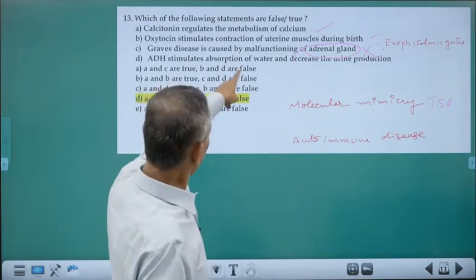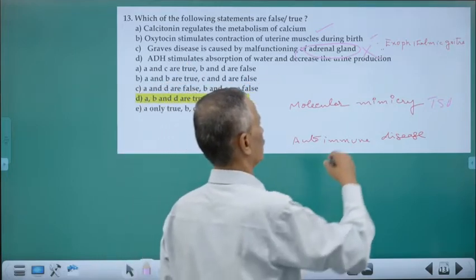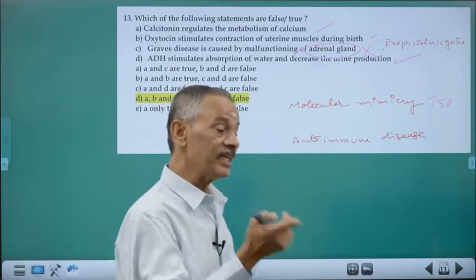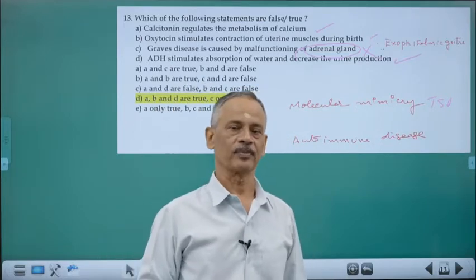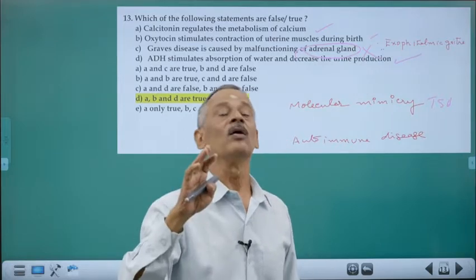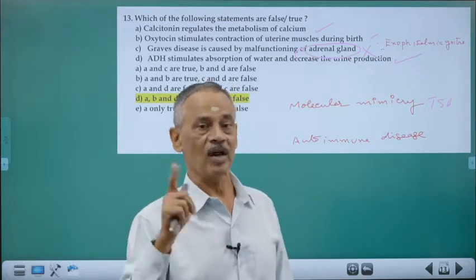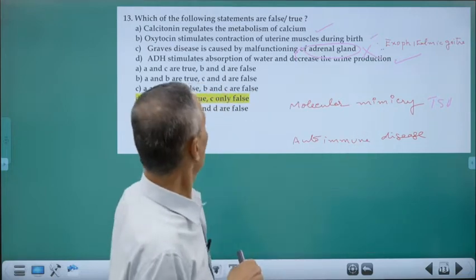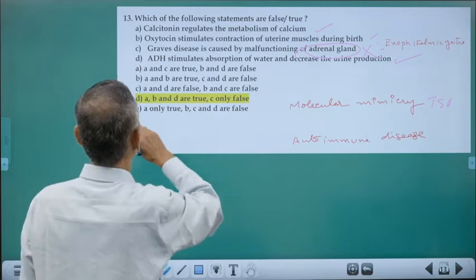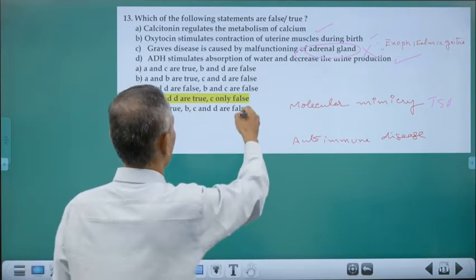ADH stimulates absorption of water and decreases the urine production. That's correct. That is why it is called anti-diuretic hormone, ADH. It is against the diuresis. What is diuresis? Sending out of dilute urine, plenty of water. That's called diuresis. It is against it. So that also is correct. So only C is wrong. So A, B and D are correct. C is false.